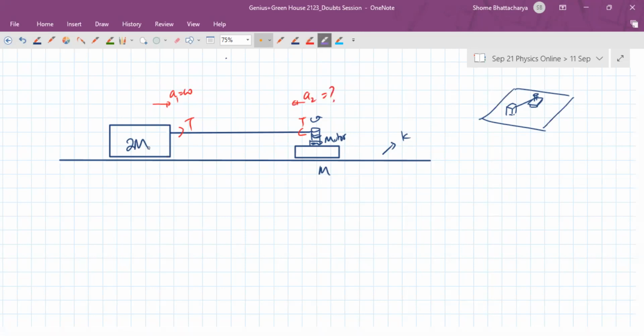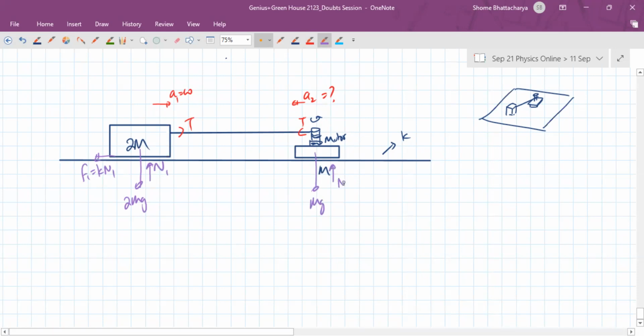Now you can see in the free body diagram of this block, there will be friction, its weight, and a normal reaction. And this friction will be how much? It will be equal to K into N1. Similarly on this one, there will be weight, normal reaction, let's say N2, and friction F2, which will be K N2. Clear so far, beta? Yes, sir.